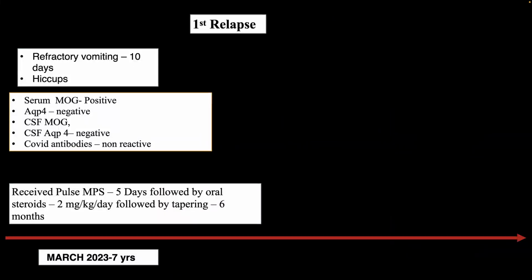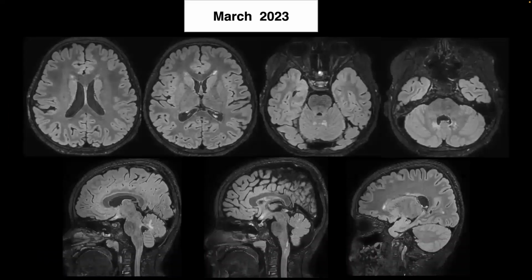Then in March 2023, at 7 years of age, he had his first relapse. He again presented with refractory vomiting and hiccups. This time serum MOG was strongly positive and aquaporin was negative. CSF MOG and aquaporin were negative and COVID antibodies were non-reactive. The patient was again pulsed with methylprednisolone for 5 days, followed by oral steroids for 6 months.